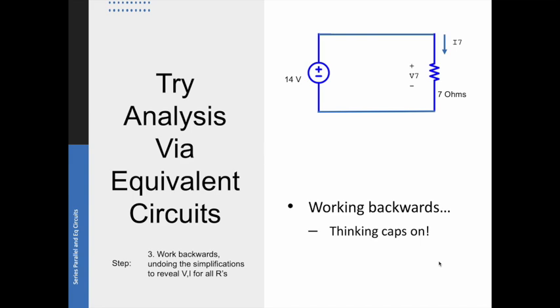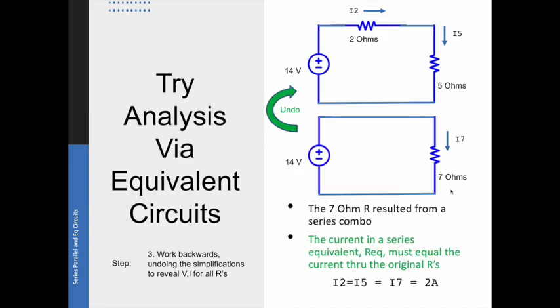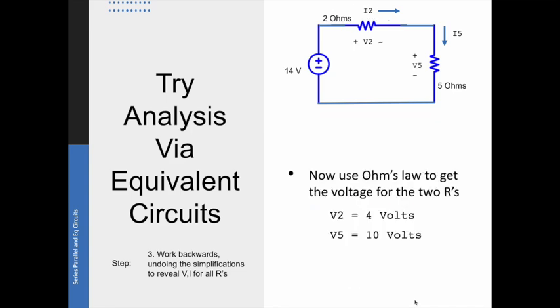Now we're going to work backwards, so thinking caps on. We're going to undo that series combo. We know the current I7, it was 2 amps. The 7 ohm resistor resulted from a series combination. Therefore, we know the current through those. The current through the 2 ohm and the current through the 5 ohm is also 2 amps. Now we can use Ohm's law to get the voltage across those two resistors, 4 and 10.